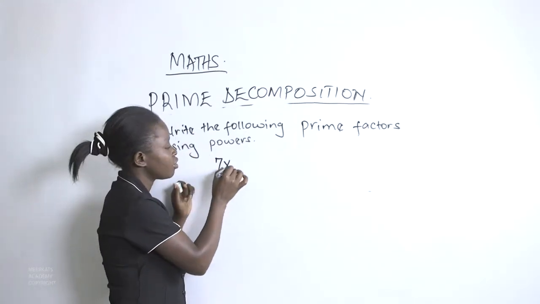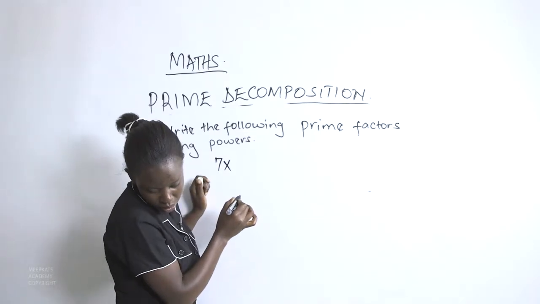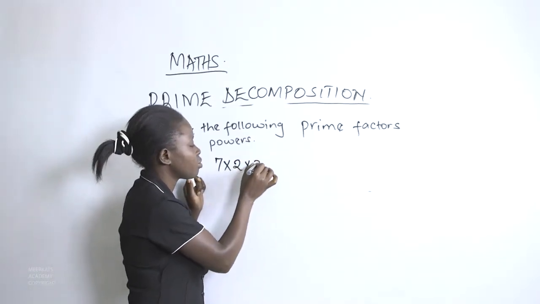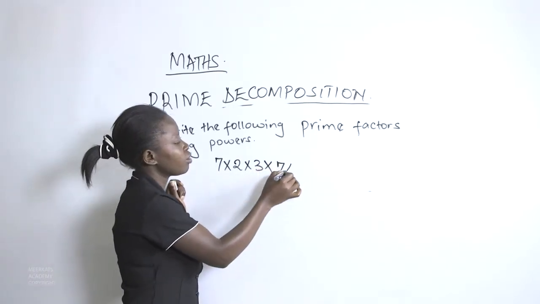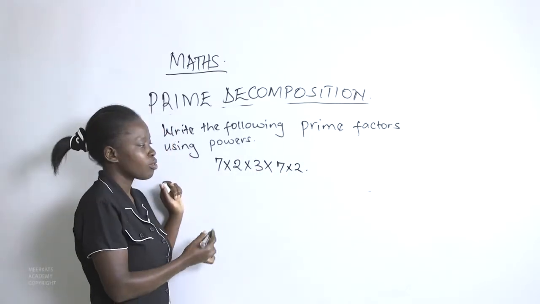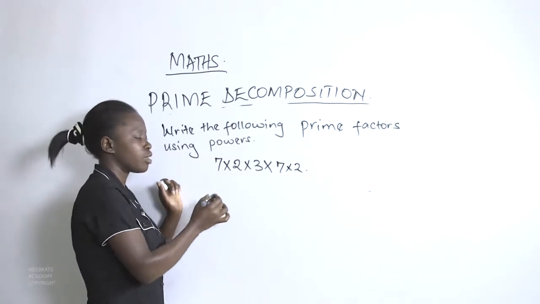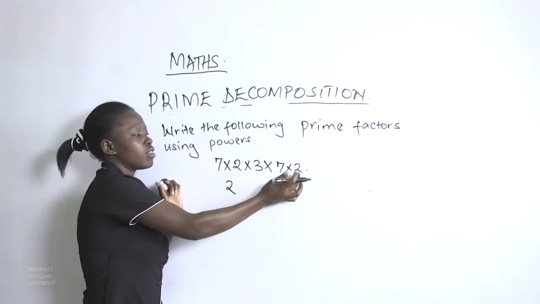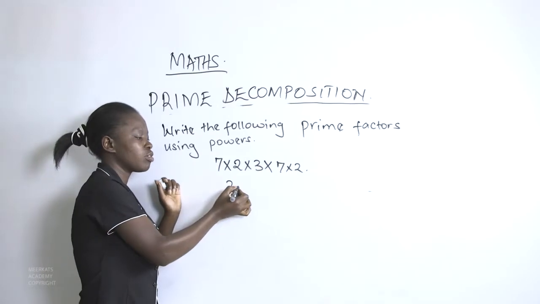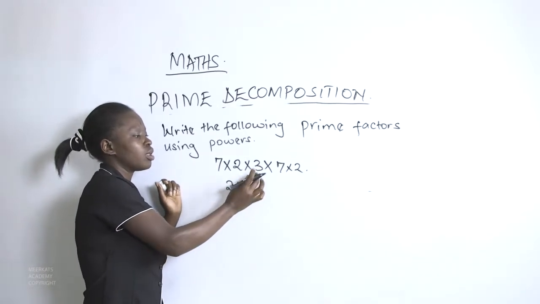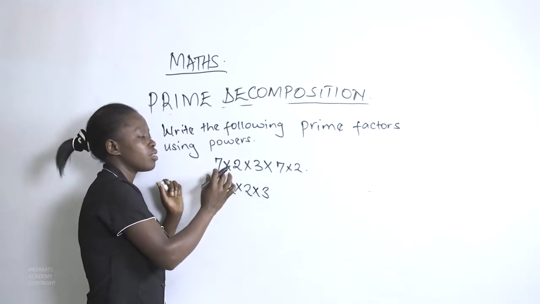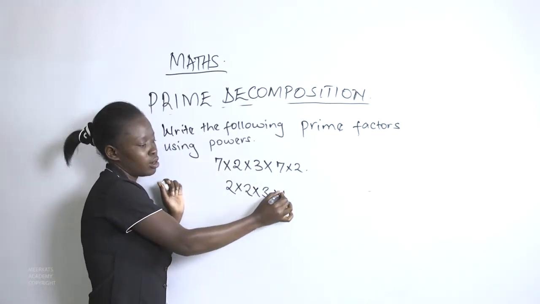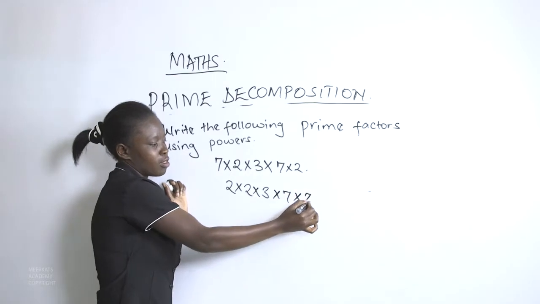Next we have 7 times 2 times 3 times 7 times 2. So my lowest factor here is 2, and I discover that we have 2 repeated twice, so I have 2 times 2. The next one is 3. 3 is only appearing once. Then next I have 7 appearing twice, so 7 times 7.